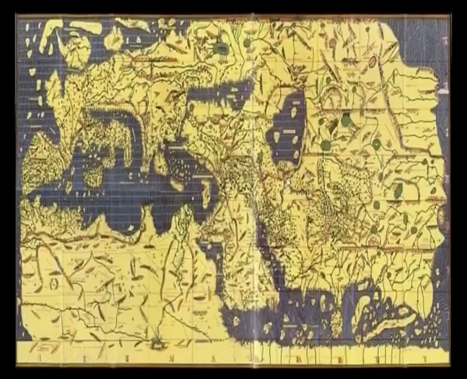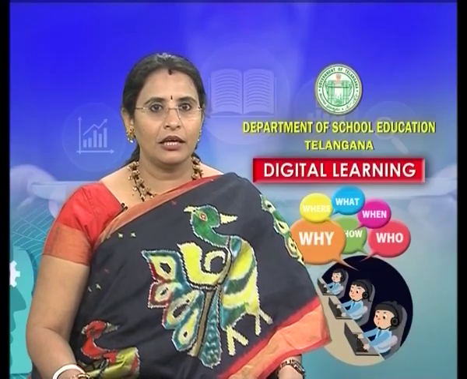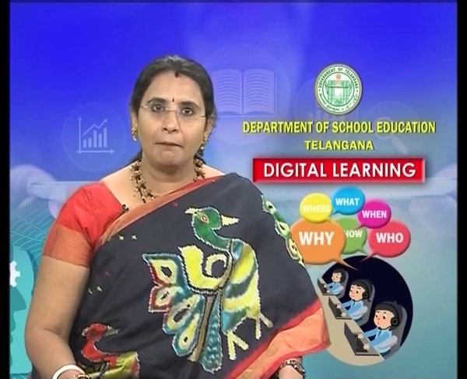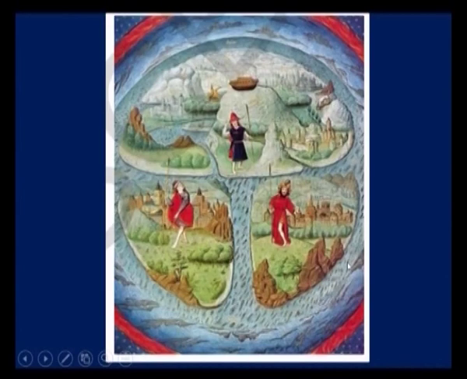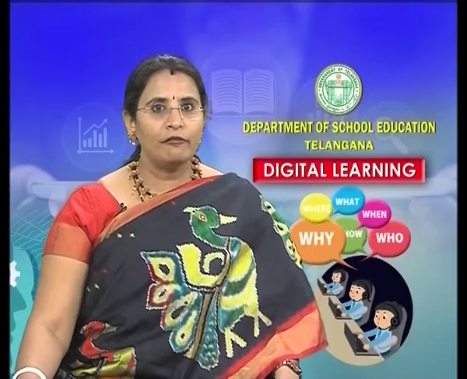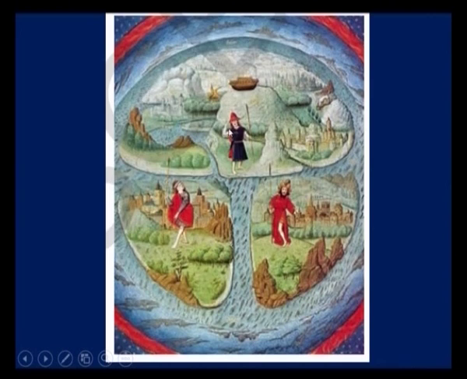Before referring to the maps of Ptolemy, Europeans also tried to prepare some maps based upon the Bible. According to the Bible, the world is divided into 3 main continents, that is Asia, Europe and Africa. If you see this picture, children, you will find that Asia is shown as a bigger part. It is because they believed the Asian continent is greater because Jesus Christ was born here. And you will find the 2 other continents, Europe and Africa, shown as smaller parts, and that too under Asia.